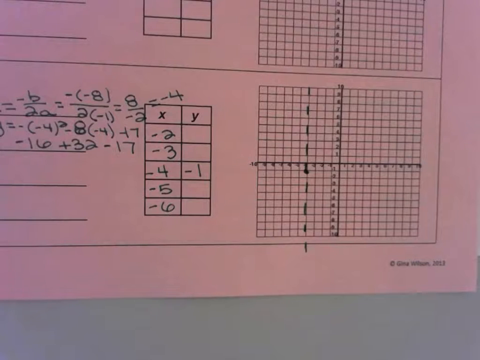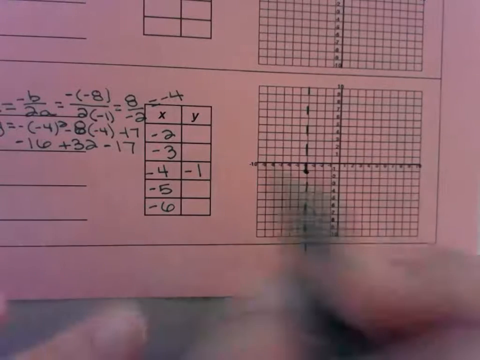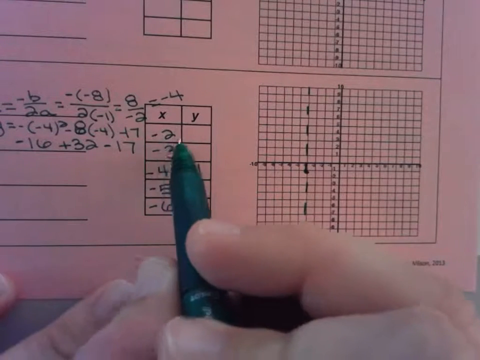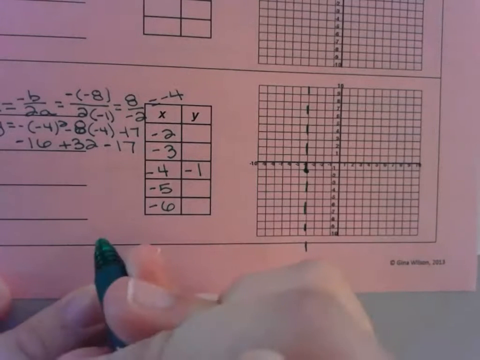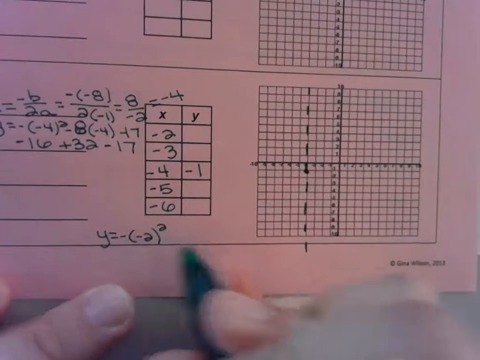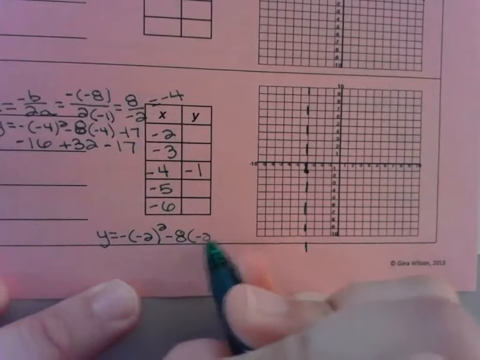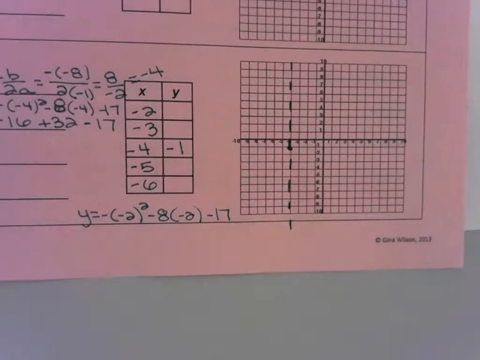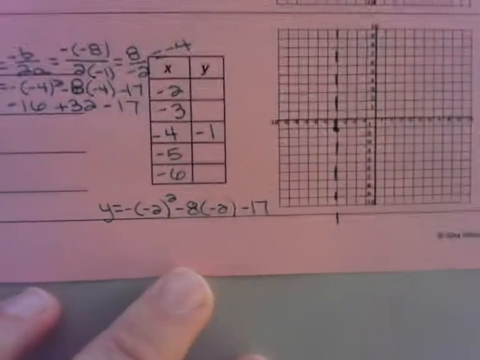So do not plug in all 4. Save yourself time. Plug in 2, then use symmetry. Okay? So let's plug in negative 2. If I plug in negative 2, y equals negative 2 squared minus 8 times negative 2 minus 17. You're only going to plug in half.